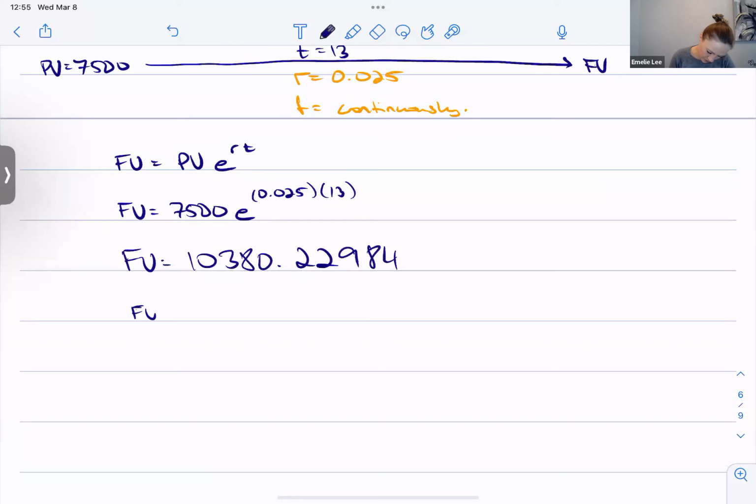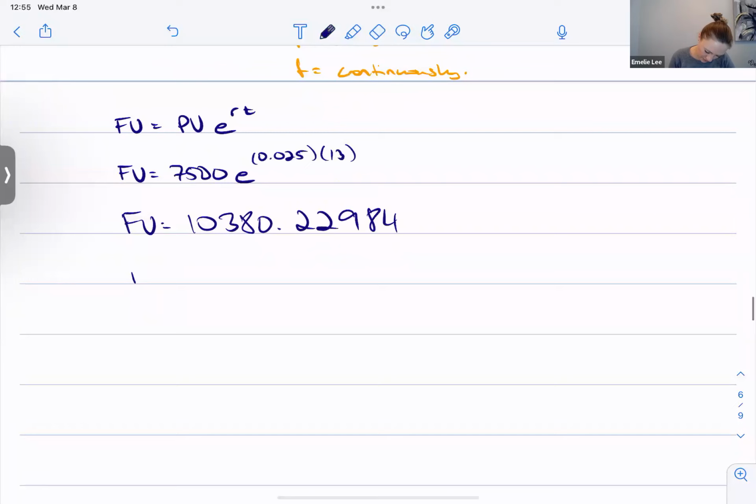But so the future value, hey. This iPad's driving me bonkers. Okay. Oh, I'm writing, but it's not showing up.